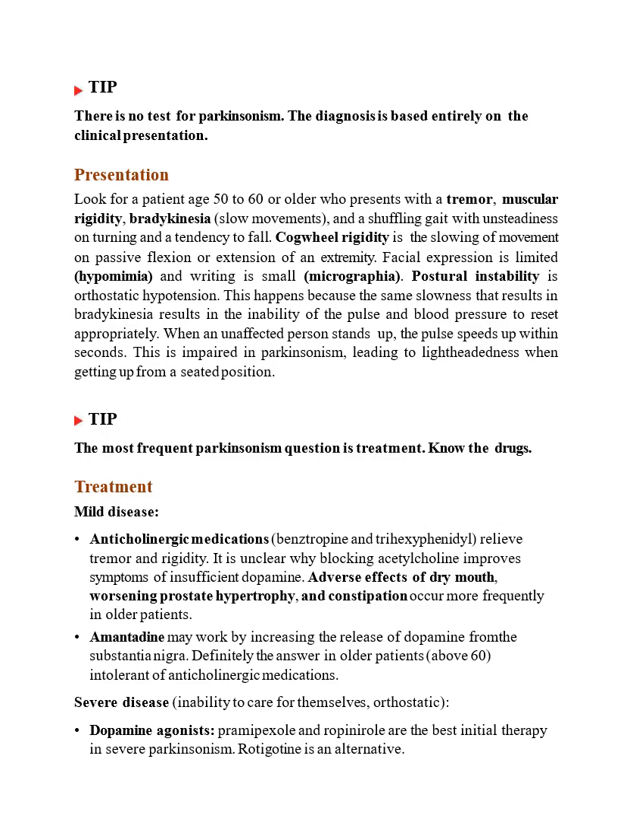If the disease is severe, in which case the patients are not able to care for themselves, and there is orthostatic hypotension, we need to use a dopamine agonist like pramipexole and ropinirole, which are the best initial treatment for Parkinson's disease.